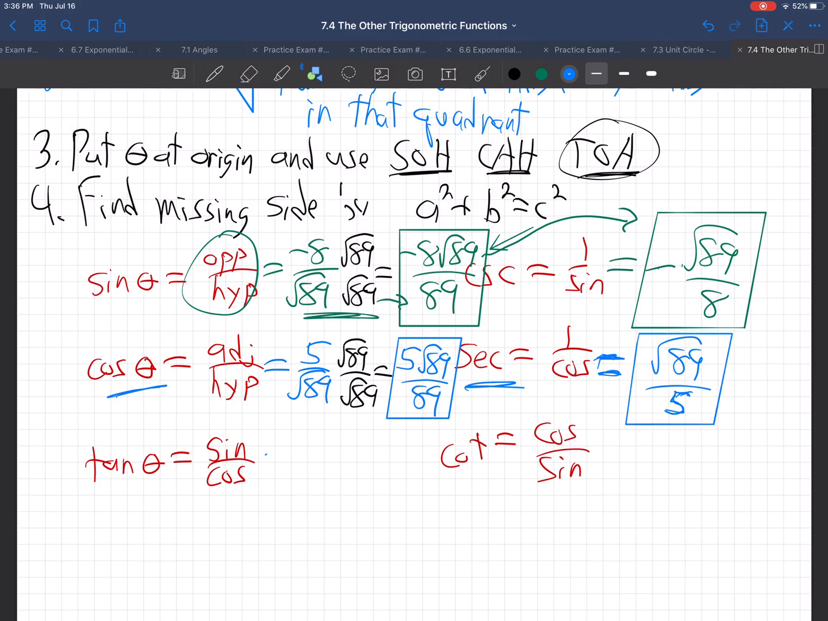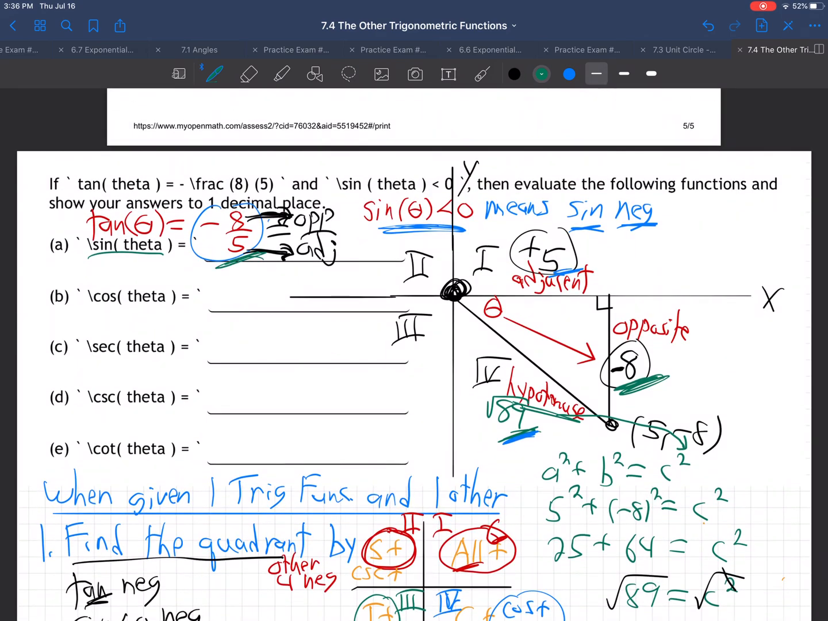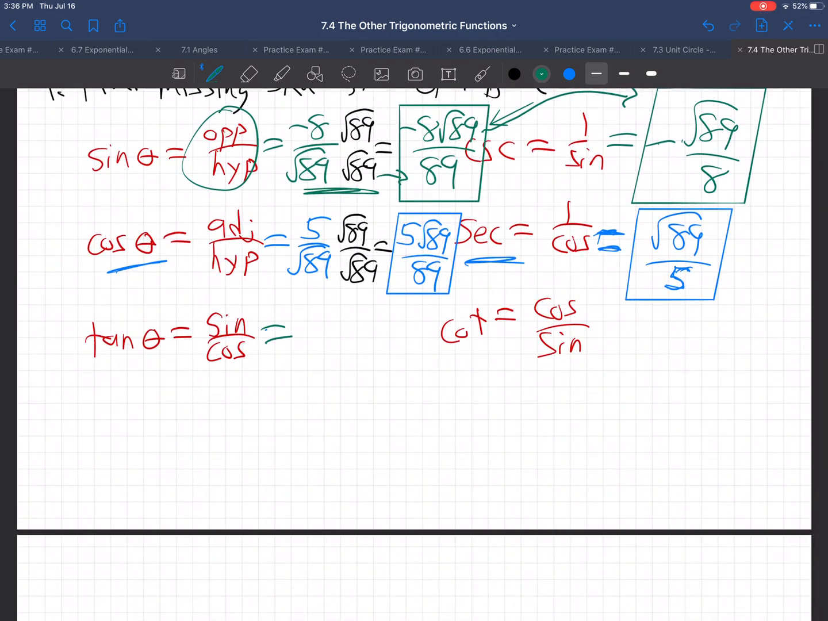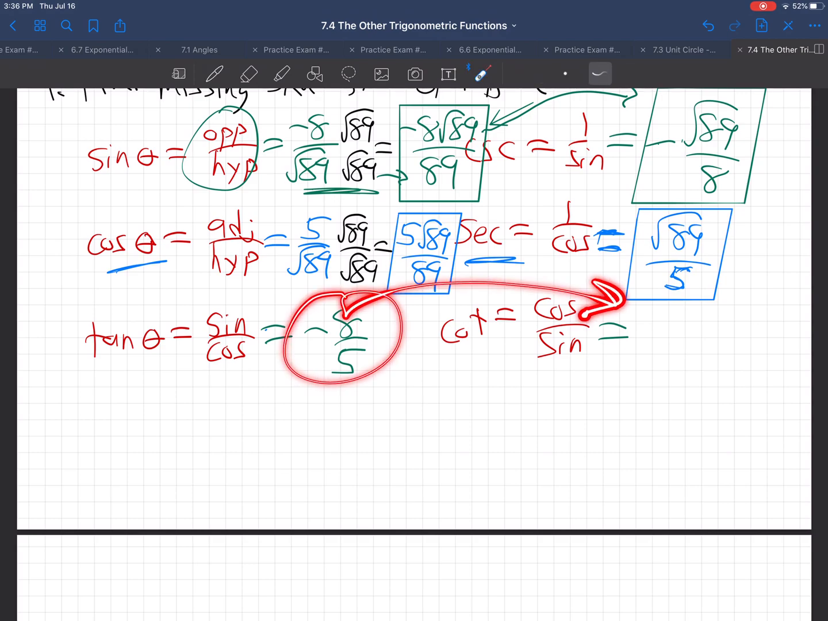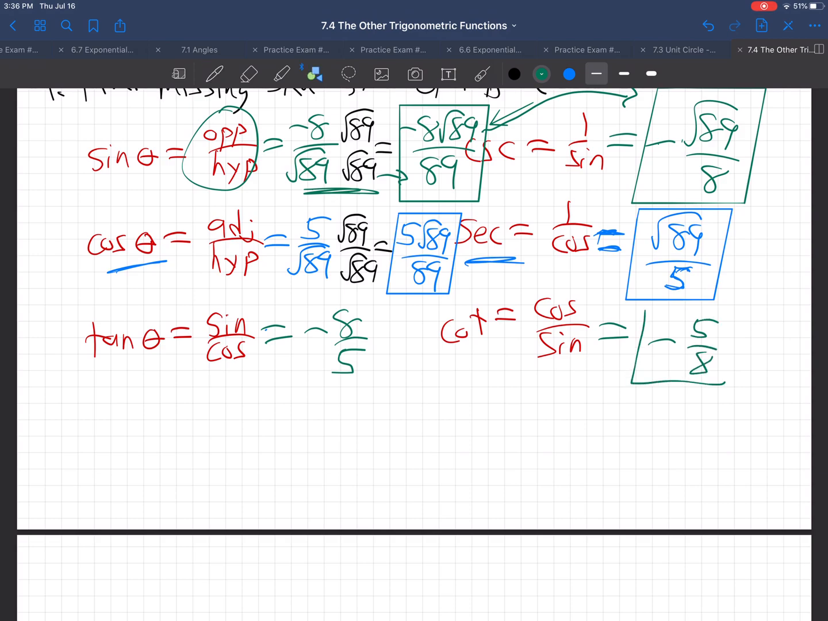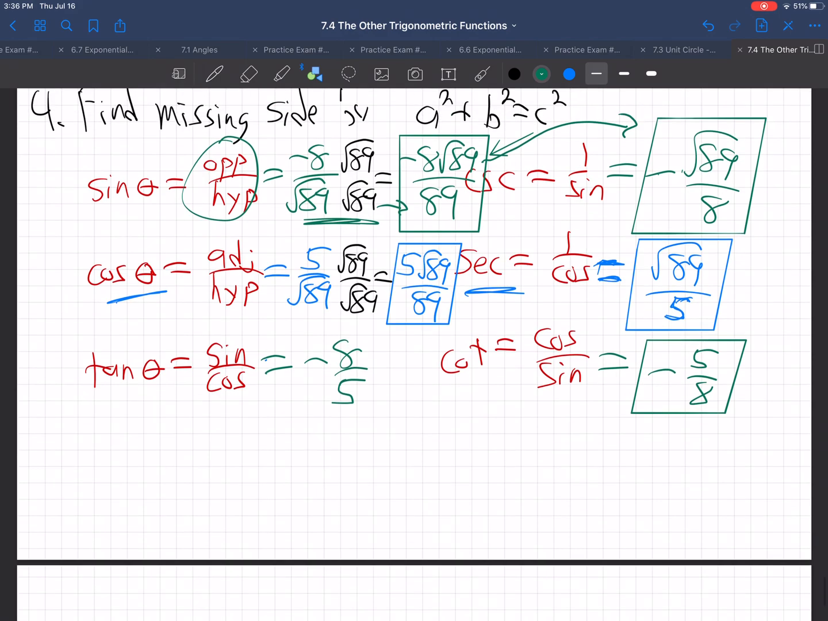And finally, cotangent. How are we going to do cotangent? Well, it's actually easy. They gave me tangent in the beginning, right? Tangent was the very first thing they gave me, minus 8/5. Cotan, you just flip it. Just grab that guy and flip it. These are the 3 functions on the right. Cosecant, secant, cotan are just the flips of the 3 on the left. So just grab it and flip it, minus 5 over 8. There it is, flipped in place. So we were able to find all the answers.